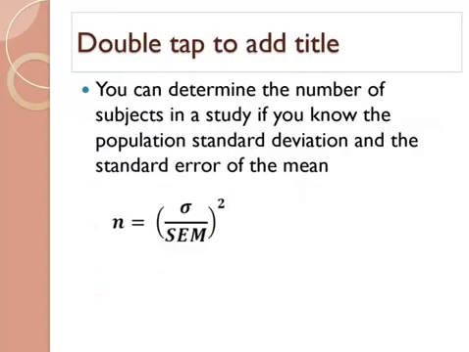There's a question on the homework, kind of weird, but you need to know how to do it. We don't do it very often. In fact, I wouldn't be surprised even if you took on a career as a scientist, you may never do this, but nevertheless, it's still something that we teach. You can determine the number of subjects in a study if you know the population standard deviation and the standard error of the mean. And you can calculate n by this simple equation: you take the standard deviation divided by the standard error of the mean, and whatever that is, you square it.